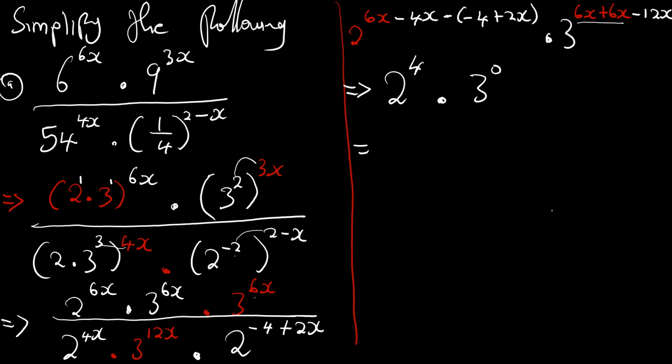So 2 to the exponent of 4 is going to give us 16. Then 3 to the exponent of 0 is going to give us 1. So 16 multiplied by 1, our final answer is going to be 16. So that's our final answer. I hope you have understood this question. So let's go to the second one.